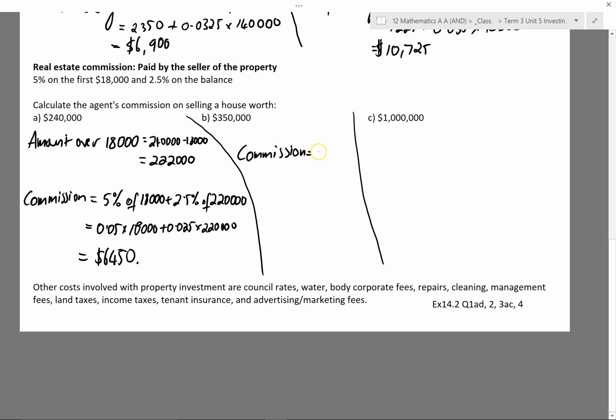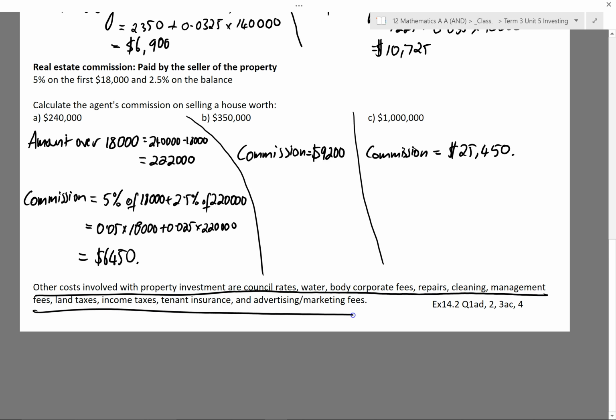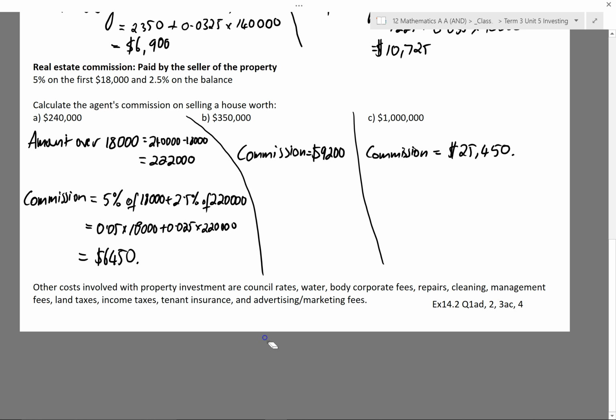The commission for these two is $9,200, and for a $1 million house, the commission will be $25,450. So it sounds pretty good to be a real estate agent. Obviously, there's lots of other costs involved: council rates, water, body corp fees, all of these costs that we'll need to consider as well. From here, have a go at these questions.